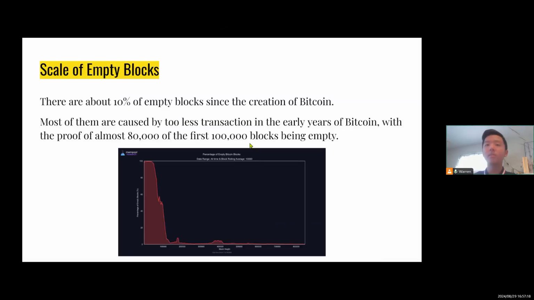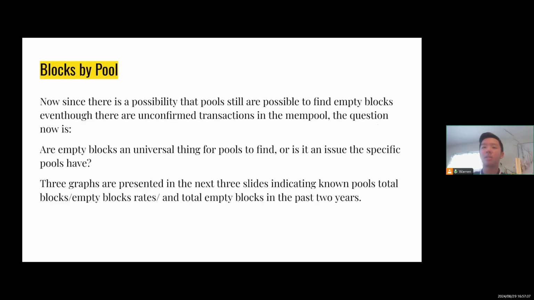So let's look through the scale of empty blocks. There are about 10% of empty blocks since the creation of Bitcoin. Most of them were caused by too few transactions in the early years of Bitcoin, with almost 80,000 of the first 100,000 blocks being empty.